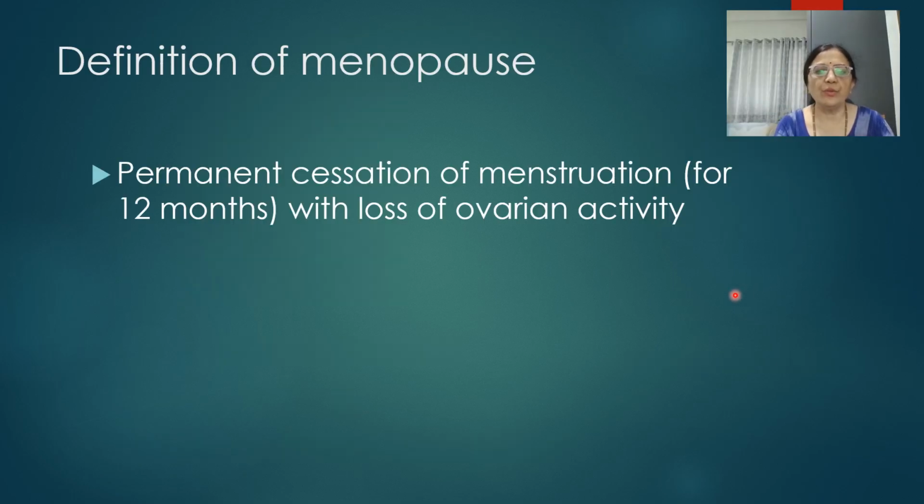As we all know, the definition of menopause is permanent cessation of menstruation because of the loss of ovarian activity, and for that we wait for 12 months of cessation of menstruation to consider that a woman has gone beyond menopause and entered into the postmenopausal phase. So absence of menstruation for at least 12 months in that age group is considered as the criteria to label that menopause has taken place.